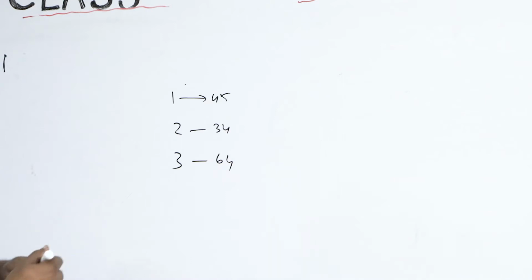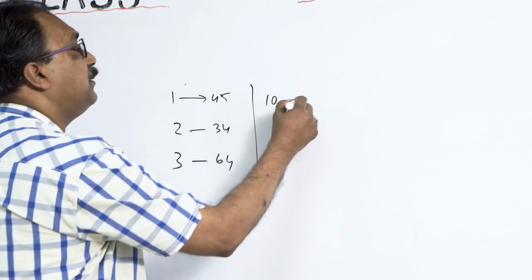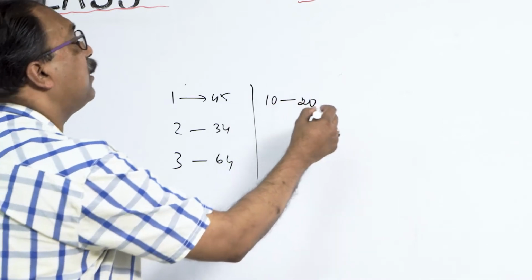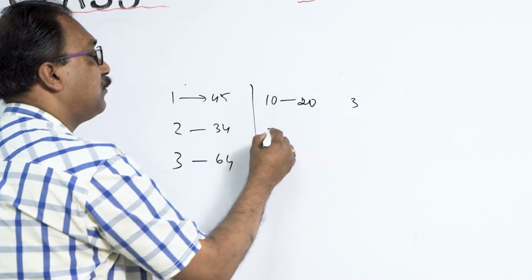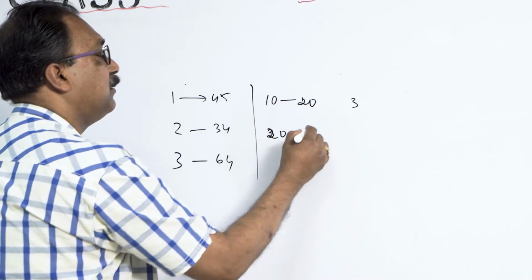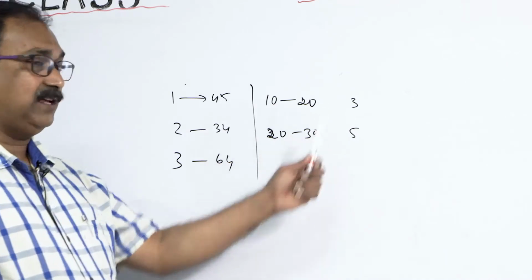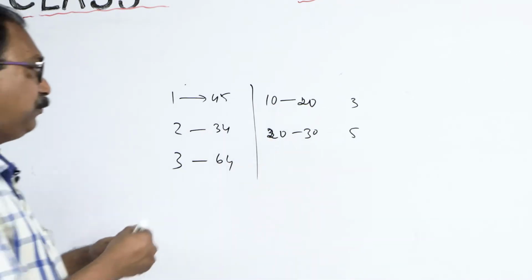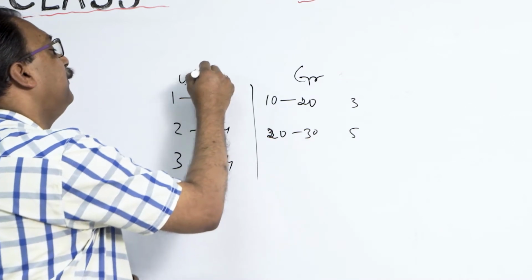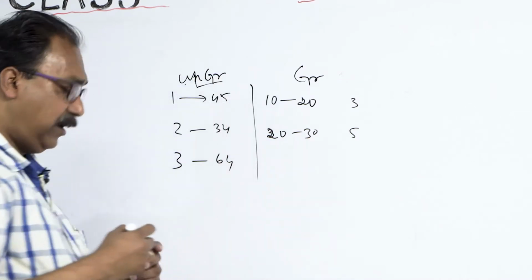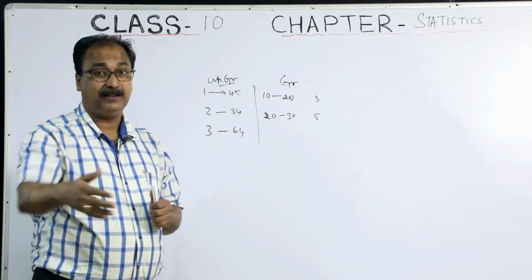Now, in grouped data you already know how to arrange, like in the range of 10 to 20. How many students got 10 to 20 marks? 3 students. How many students got 20 to 30 marks? 5 students. Like that you already know how to arrange the data in groups. This is what we call grouped data, and that is ungrouped data. So in that way you already learned this idea. Now, in class 10 you have to learn a little further.